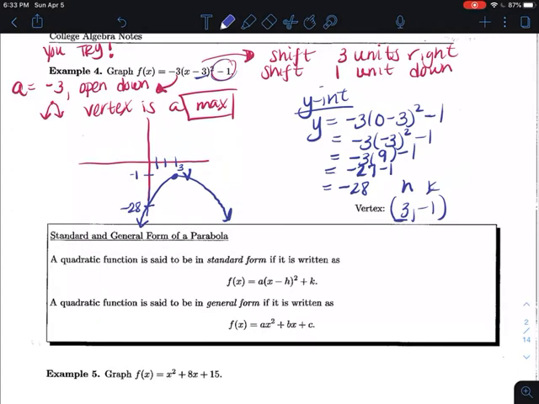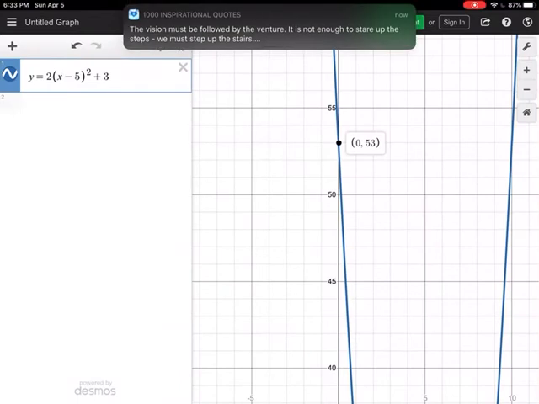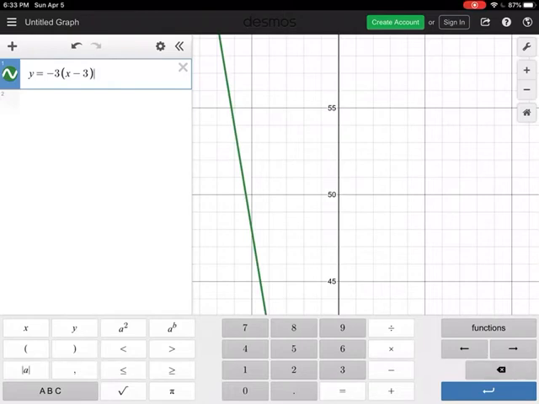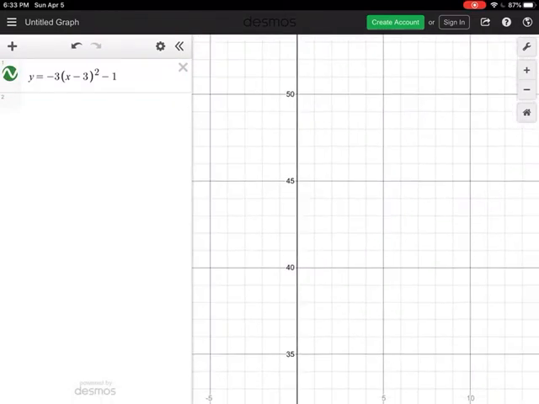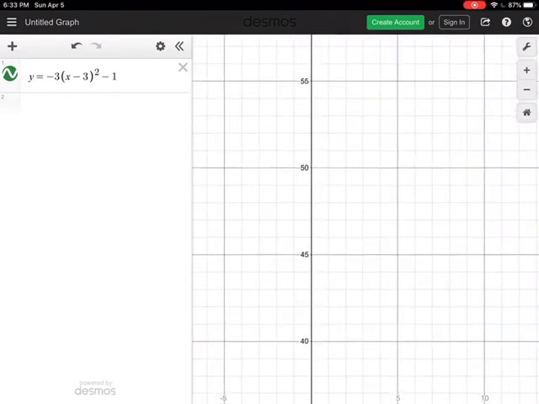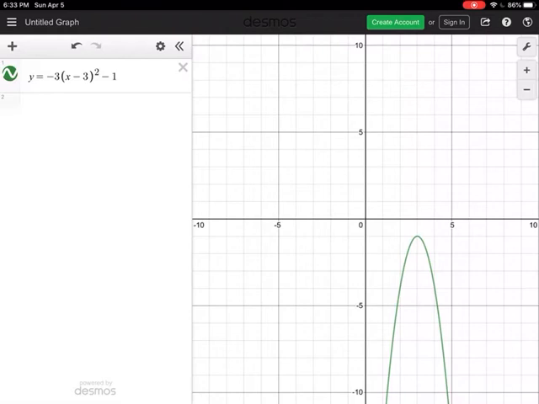And let's just check this again. I'm going to put this into Desmos. So y equals -3 (x minus 3) squared, and then there's a -1 behind it. So notice last time I moved my graph, I had a y-intercept of 53. Whenever you want to reset your Desmos, hit this home button over here on the right side, the little house. It takes you back to your original window.